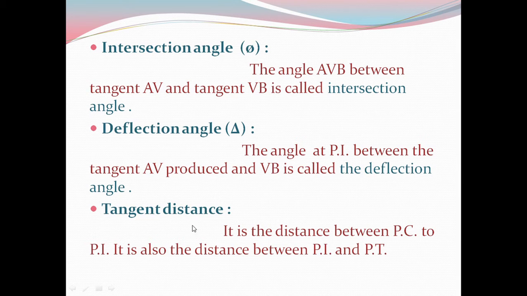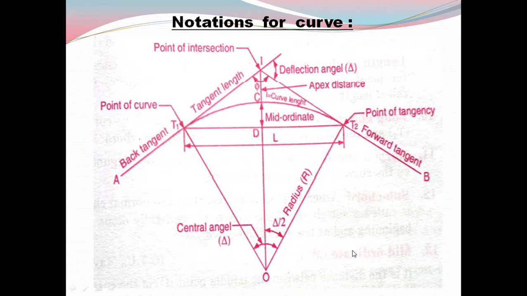Next one, tangent distance. It is the distance between PC and PI. It is also the distance between PI and PT. The tangent length is denoted by capital letter T. The distance between T1 and I, and I and T2, is called the tangent length. In a simple curve, T1I is always equal to IT2, that is the same T.